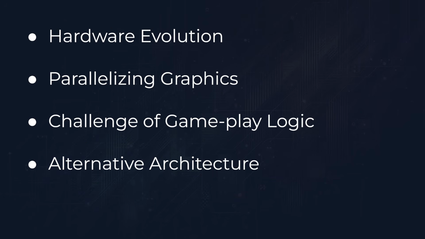Now that we have a conceptual idea what a game is, I want to first take a quick look historically at how concurrent execution and parallel hardware have become more prominent over the years. And then we're going to look very specifically at how we're parallelizing graphics these days. And then in contrast to that, we're going to look at the challenges of parallelizing gameplay logic. And finally, we're going to look at an alternative architecture that tries to get around these challenges of parallelizing gameplay.